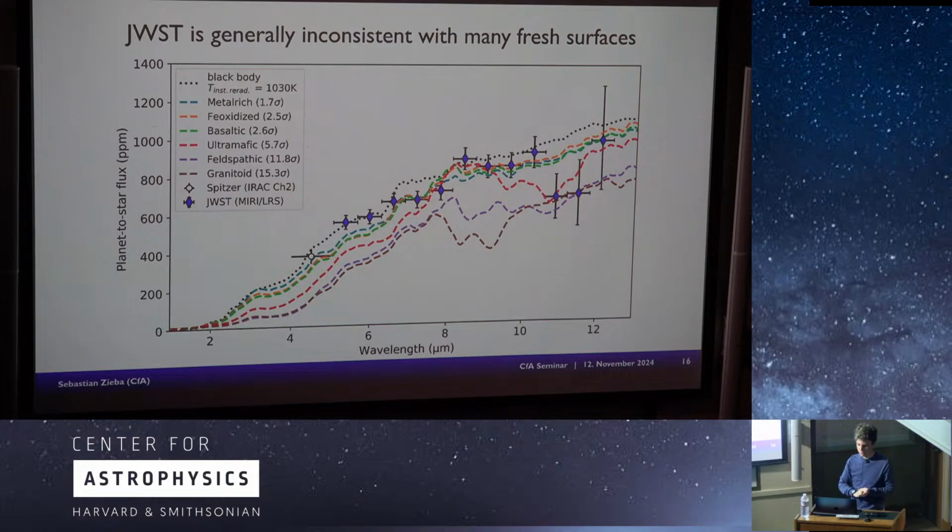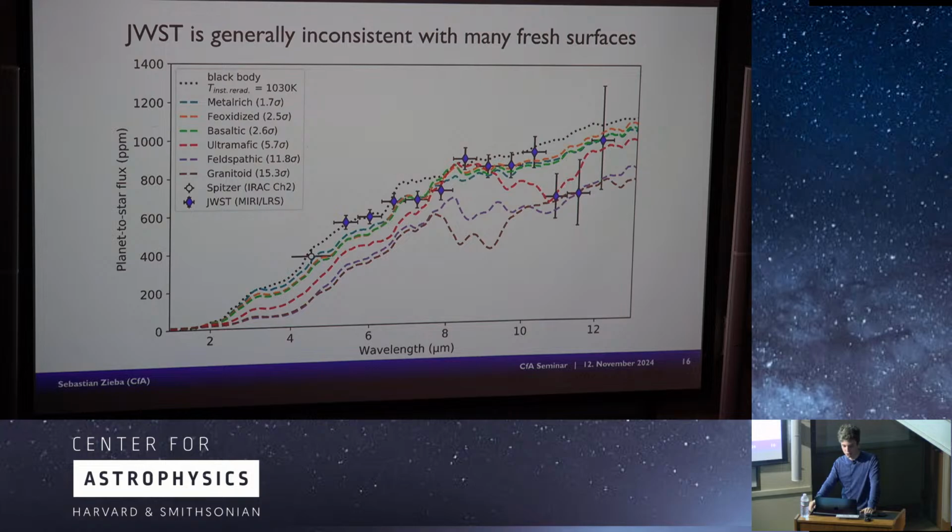And so you can see again at 4.5 microns the observations by Spitzer, and now between 5 and 12 microns more or less the new JWST observations. The dotted line is a black body model, assuming that the planet is as hot as it can be, and then the different colored dashed lines are different kinds of surface compositions. For example, the green one is assuming that the surface is completely basaltic, and the red one is assuming that the surface is completely ultramafic.